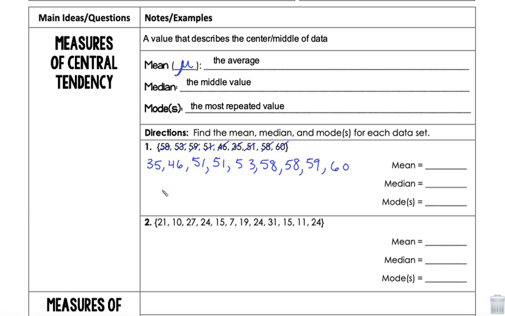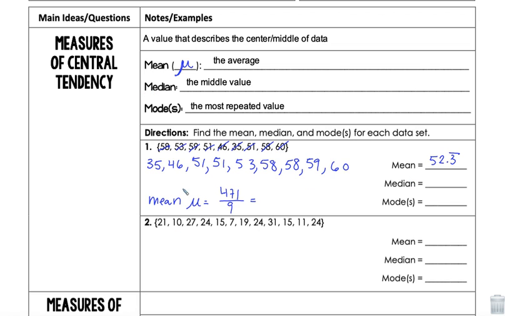So the mean is just going to be the average value, so you're going to sum all of your data points together and divide by the number of data points there were. So if I add all of these together, mean or mu is equal to 471 divided by 1, 2, 3, 4, 5, 6, 7, 8, 9 pieces of data, and that will get me about 52.3 repeating as my mean.